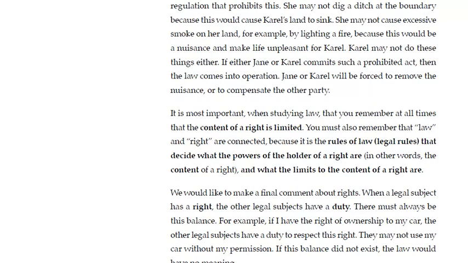We would like to make a final comment about rights. When a legal subject has a right, the other legal subjects have a duty. There must always be this balance. For example, if I have the right of ownership to my car, the other legal subjects have a duty to respect this right. They may not use my car without my permission. If this balance did not exist, the law would have no meaning.